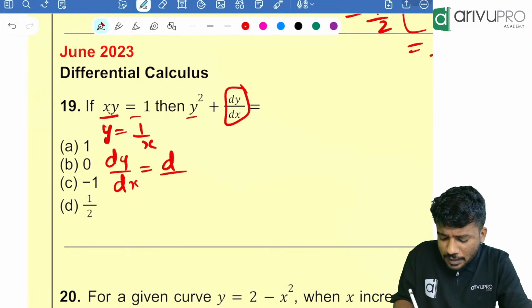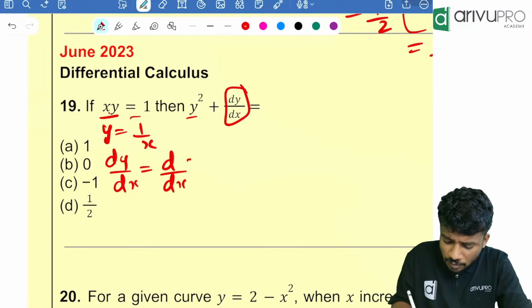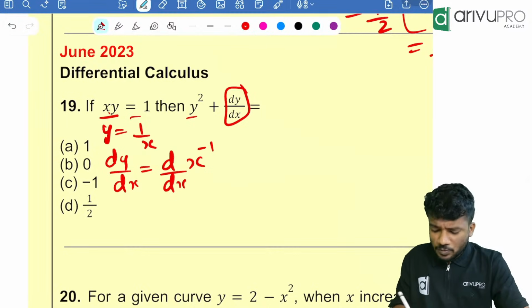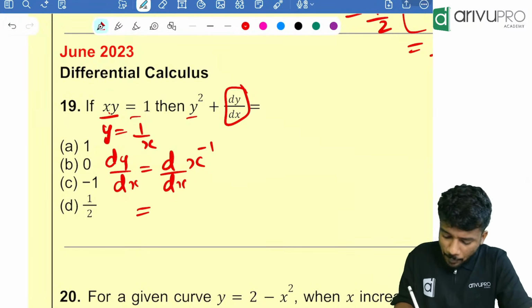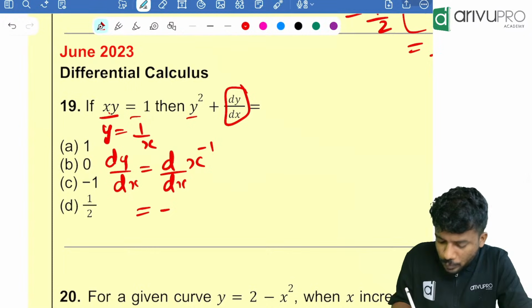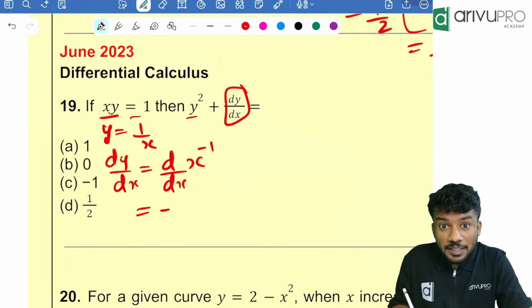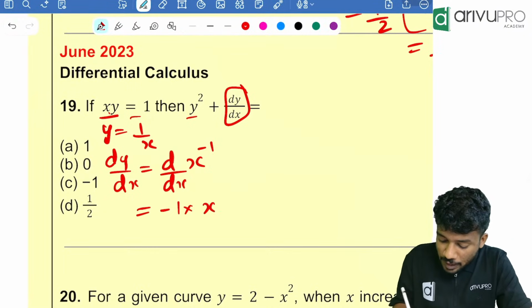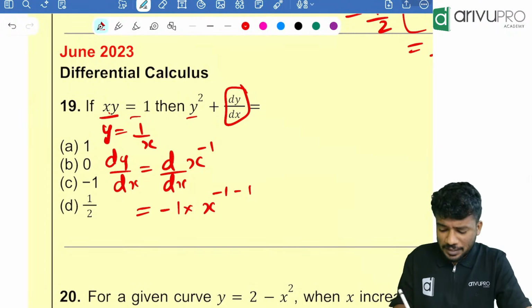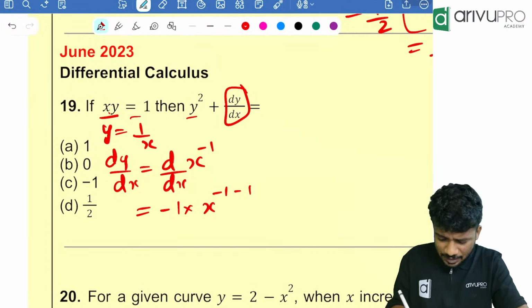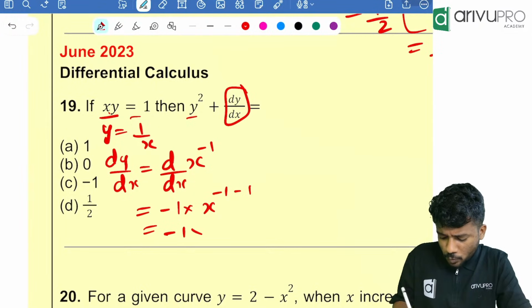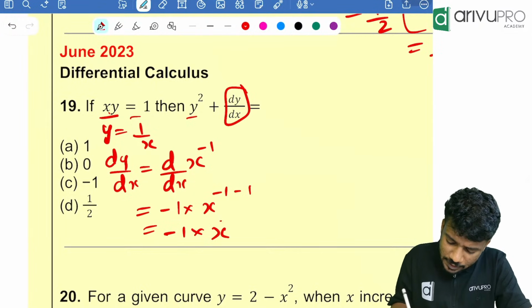That is nothing but the derivative d by dx of x raised to minus 1. Correct? It will become minus into n x raised to n minus 1. That is the formula, right? Instead of n, minus 1 is sitting there. So minus 1 into x raised to minus 2.